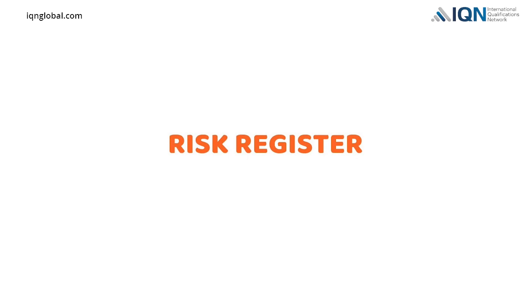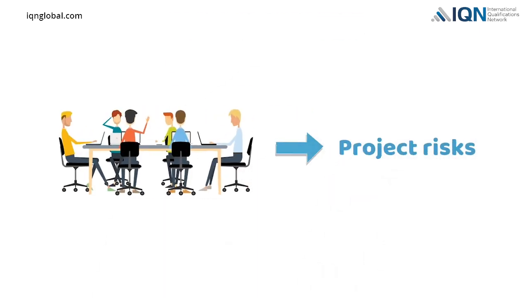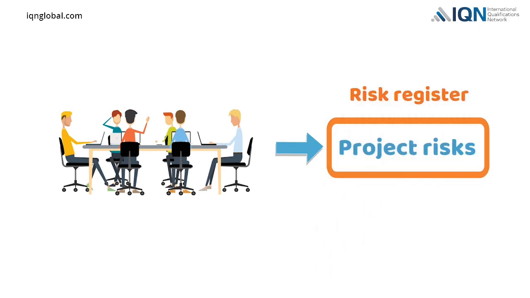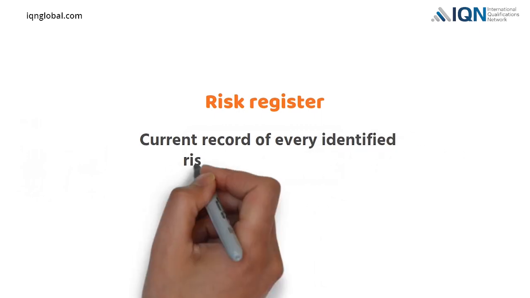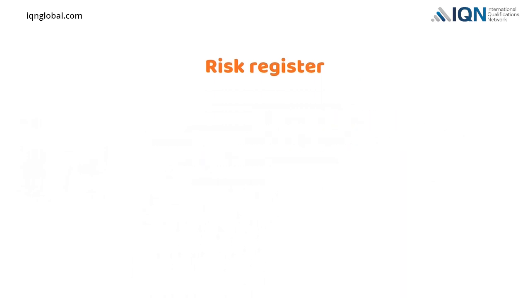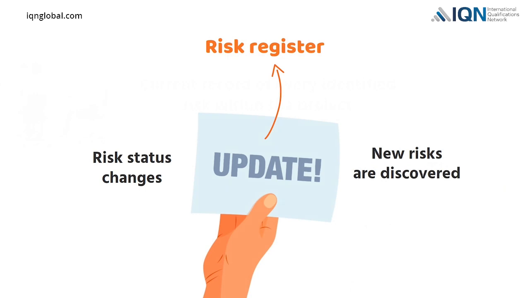Risk register. The project team will summarize all project risks within a database known as a risk register. The risk register is the current record of every identified risk within the project. It is important to periodically update the risk register, especially when the risk status changes and new risks are discovered.